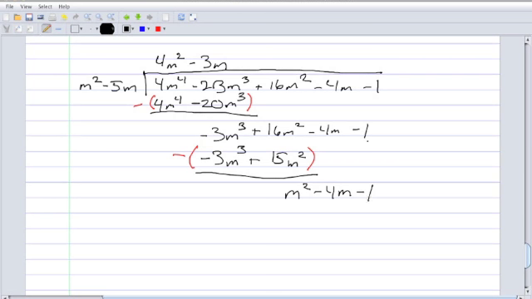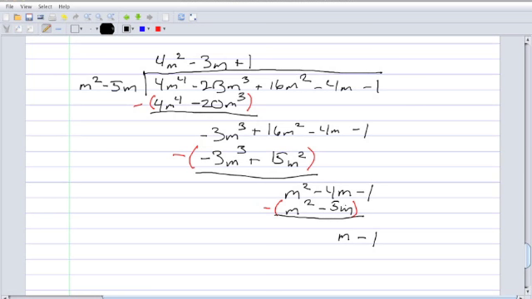Okay? So now I'm saying m squared divided by m squared, and that's a 1. So this is a plus 1. So 1 times m squared is just m squared. 1 times a negative 5m is a negative 5m. Again, subtract the line. Alright, so m squared minus m squared is 0. A negative 4 plus 5 is just a positive m. Bring down your minus 1.